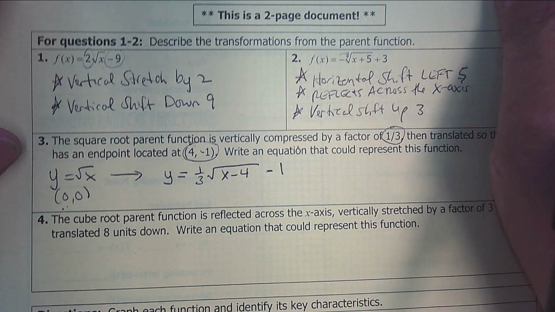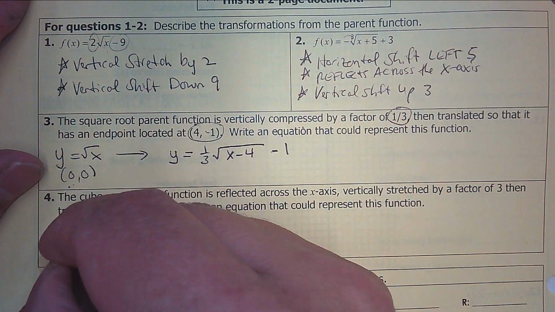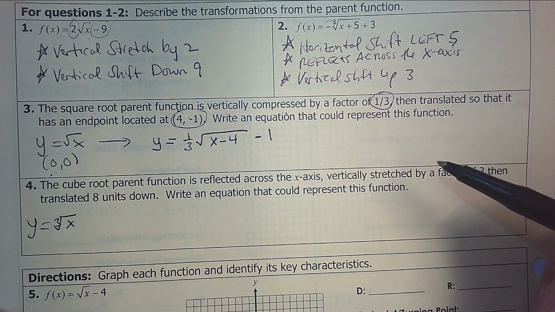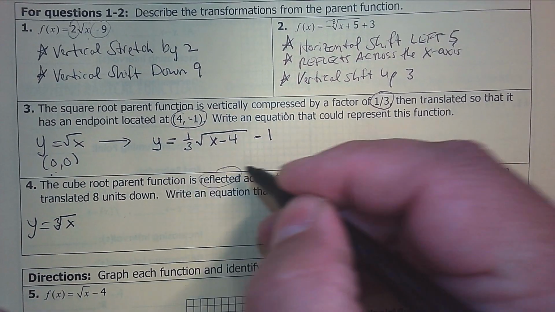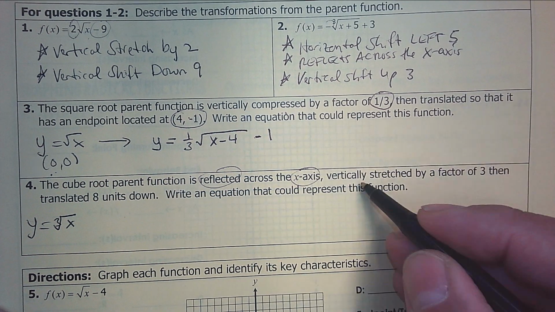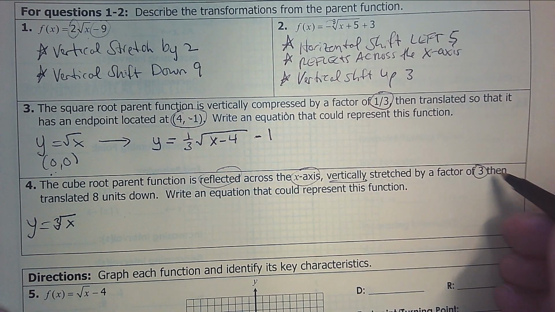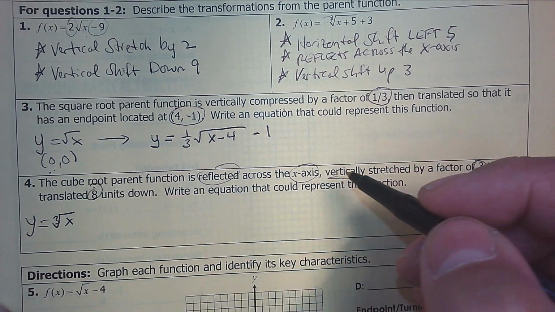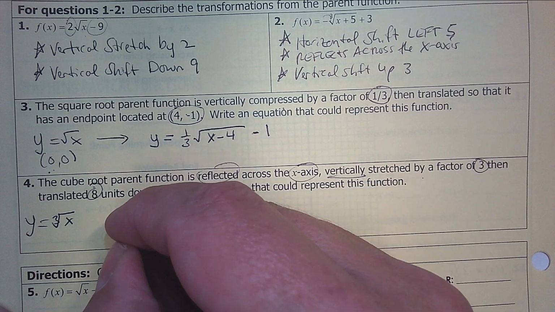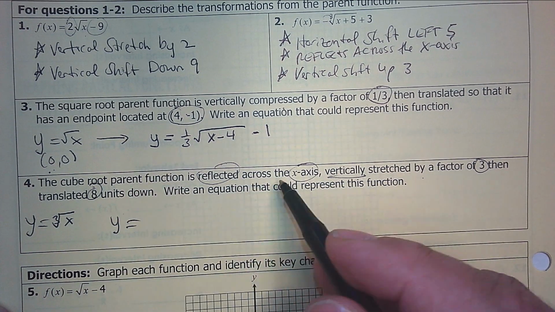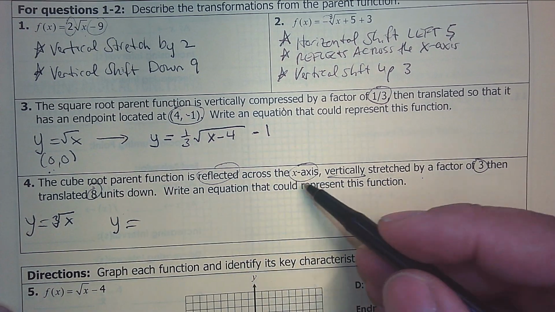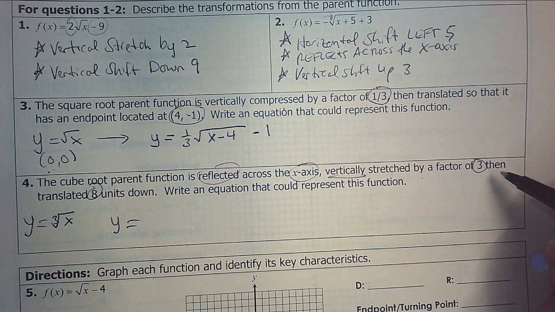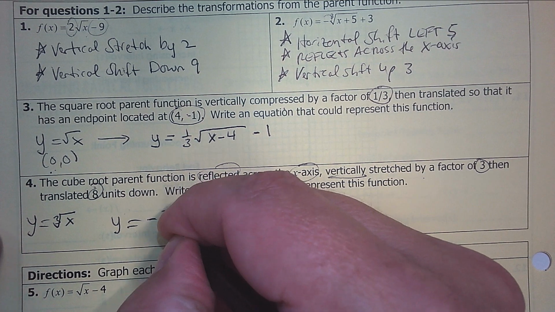Number 4, the cube root parent function is reflected across the x-axis, vertically stretched by a factor of 3, then translated 8 units down. Write an equation. So one step at a time. If it's been reflected across the x-axis, it's a negative on the outside. Vertically stretched by 3 is also on the outside, so a big -3 on the outside.